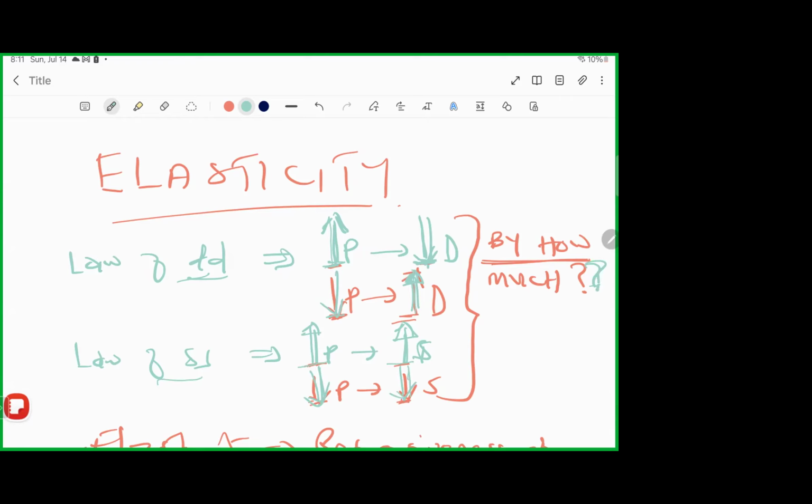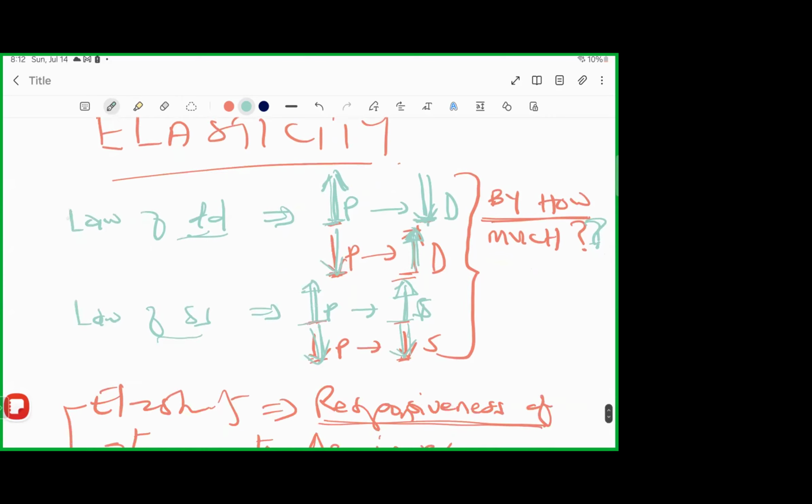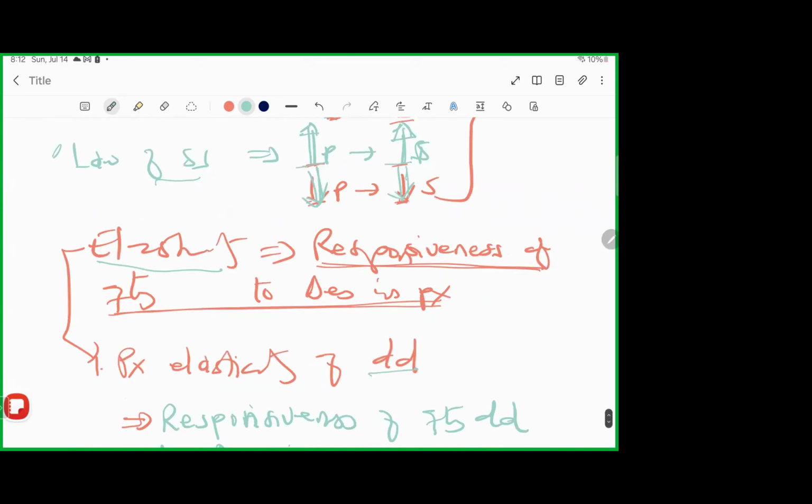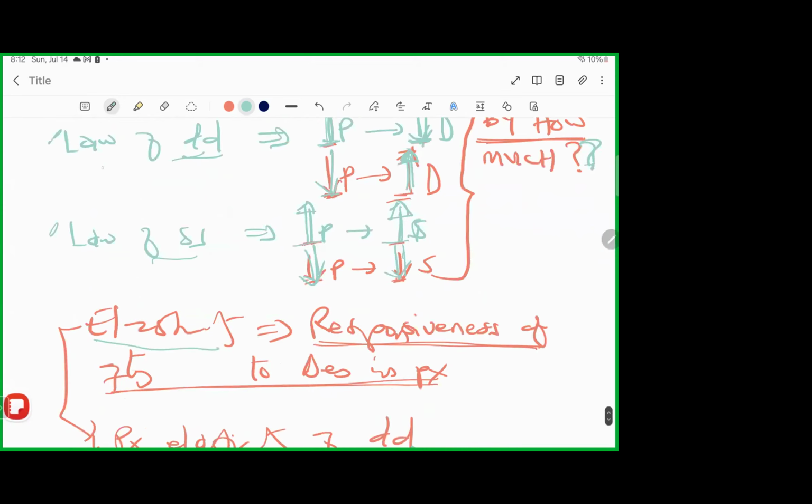We can estimate the changes in quantity supplied and quantity demanded as a result of changes in price by the concept of what? Elasticity. So from these two concepts, the law of demand and law of supply, we have price elasticity of demand to take care of the demand side, and price elasticity of supply to take care of the supply side.